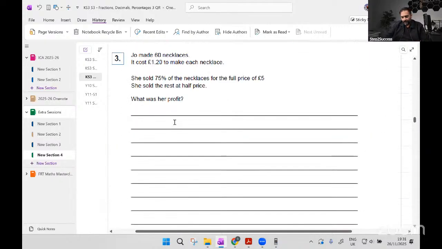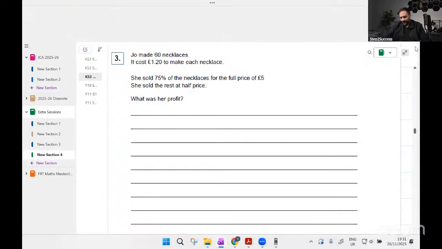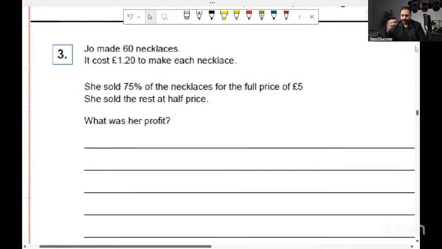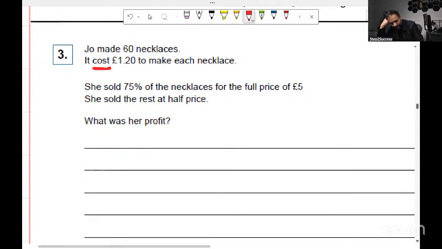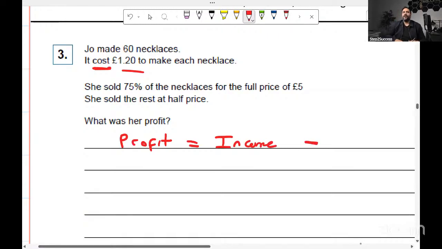Question three. This might need a calculator. Right. Joe made 60 necklaces. It cost £1.20 to make each necklace. She sold 75% of the necklaces for the full price of £5. She sold the rest at half price. What was her profit? So just remember, if I want to work out a profit in any situation in a business, I need to work out how much money I've brought in. That would be my income, and take off anything that it cost me. So minus my costs.